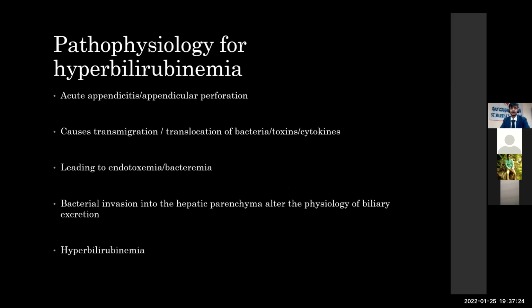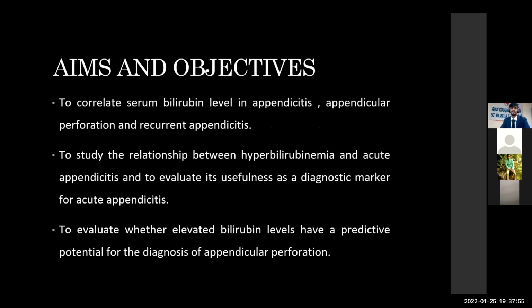Why is there hyperbilirubinemia or elevated serum bilirubin in acute appendicitis? That is the pathophysiology of hyperbilirubinemia. Whenever there is acute appendicitis or appendicular perforation, this causes translocation of bacteria, toxins, tumor necrosis factors, cytokines, and interleukins. This leads to endotoxemia or bacteremia. Then, through the inferior mesenteric vein, the bacteria invade the hepatic parenchyma, which alters the physiology of biliary excretion, which causes hyperbilirubinemia.